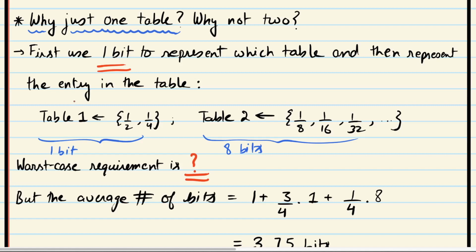Then in both these tables you have different symbols. For instance, the symbols with probability half and probability 1/4 can go to table 1, and the remaining symbols can go to table 2. So you need 8 bits to represent these remaining symbols. You can check this. You cannot do it with fewer than 8 bits. Actually, there are 254 symbols.